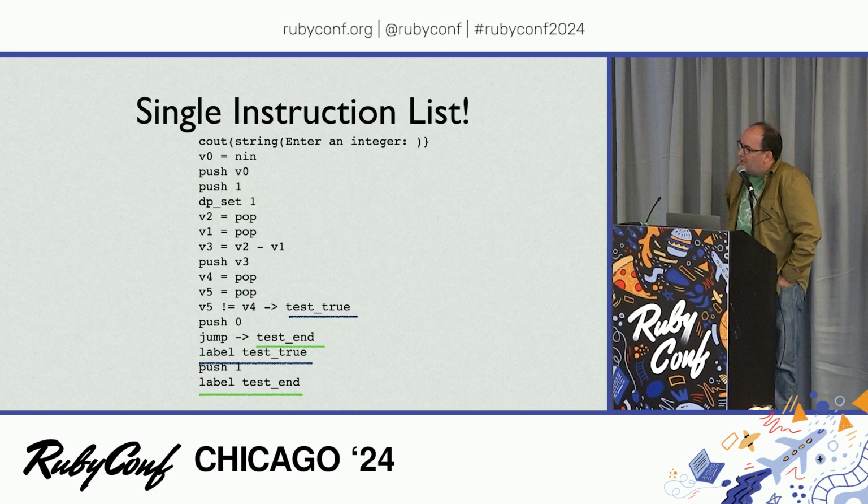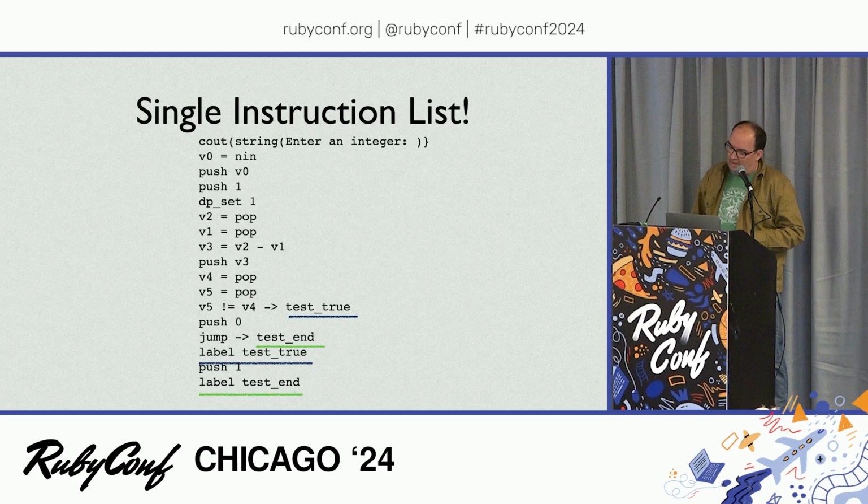And so now we end up with a single list of instructions. And this is pretty easy to read. And it's a lot easier than reading a GIF image. So if we look at the green underline here, jump to test end towards the bottom, what that will do is it'll look for the label test end and execute that instruction next.